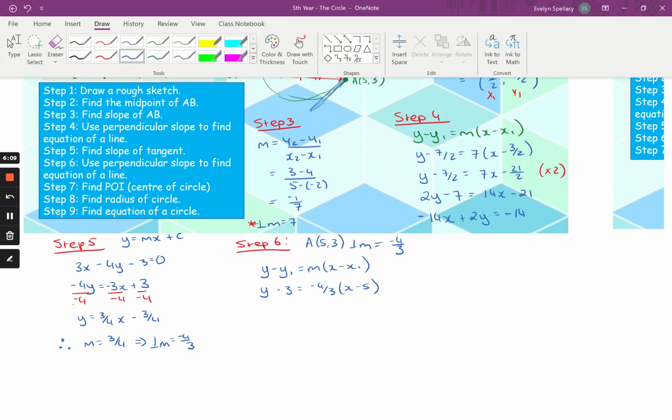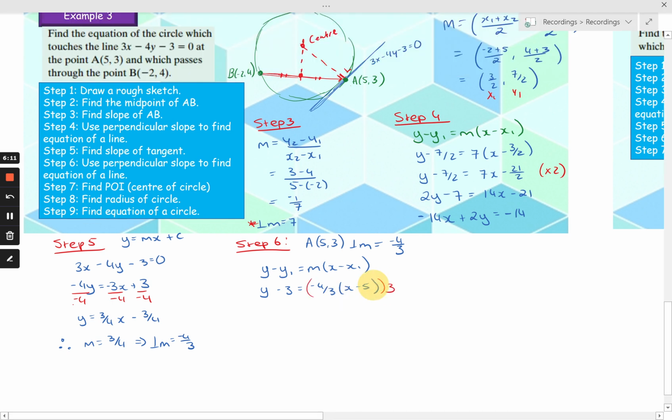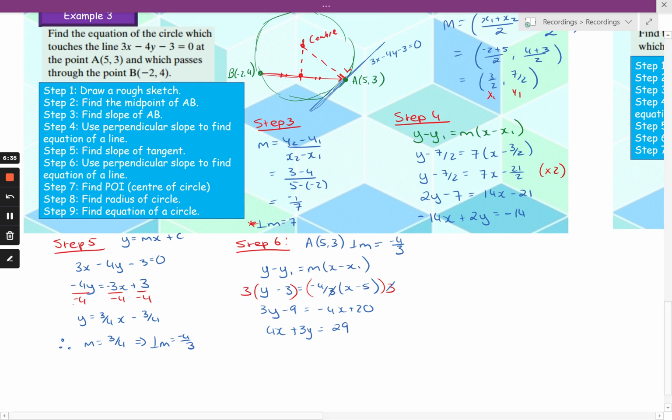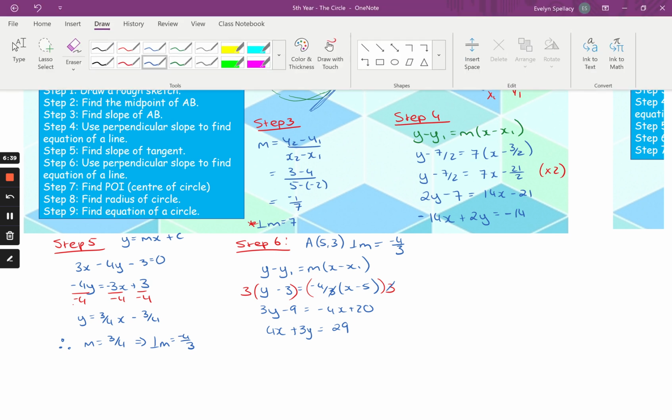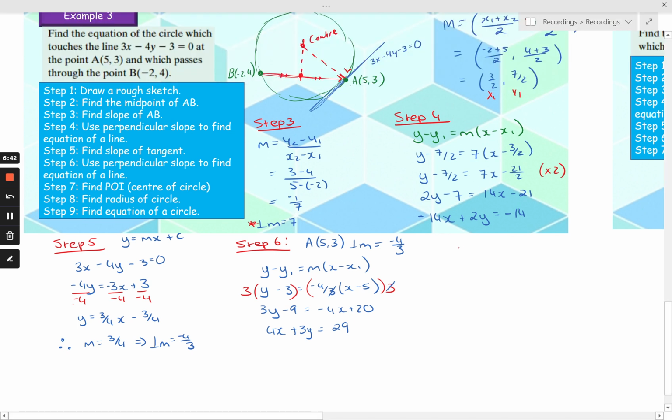Again, I'm going to multiply both sides here by 3 to get rid of the fraction. When I multiply both sides by 3, I get 3y minus 9 is equal to minus 4x plus 20. So now I bring the letters to one side to get a positive 4x plus 3y is equal to 20 plus 9, which is 29. So now we're going to put our two equations together for step 7 to use simultaneous equations. When I use simultaneous equations here, it's because I'm aiming to find the center of the circle. So let's try that now for step 7.